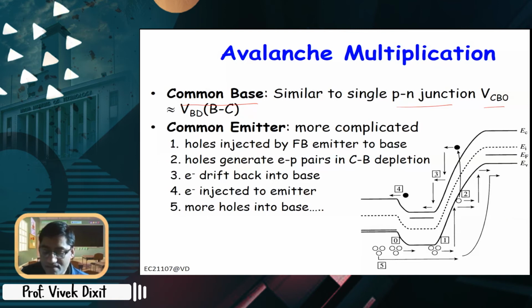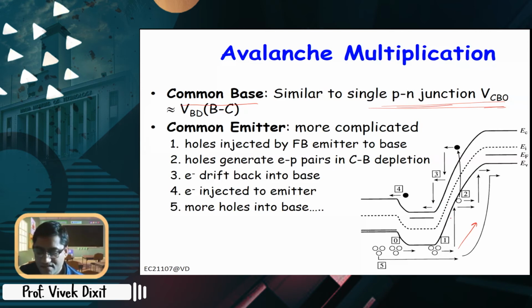But in case of common emitter, what is happening? Carriers are coming from the emitter, right? Holes. So more holes are coming from the base to the collector. That means if you require a very high multiplication factor for common base, here you don't require very high, right? It will break down even at a smaller multiplication factor.